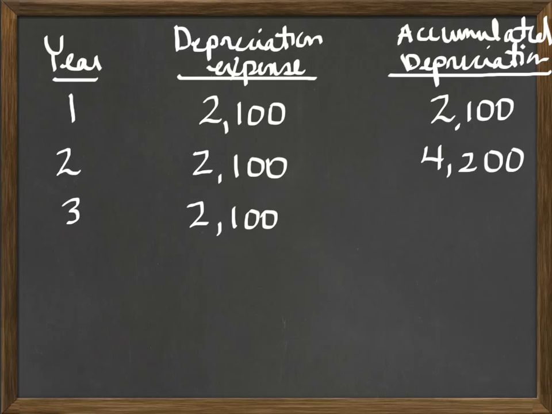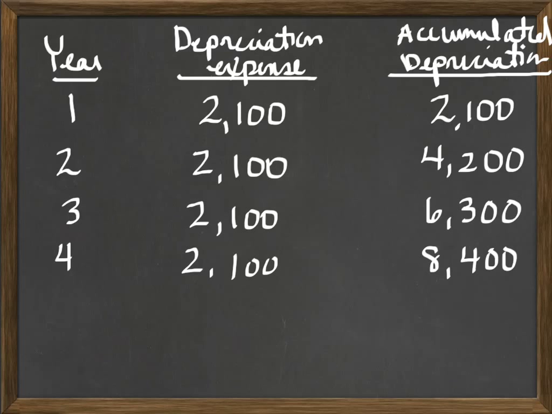Year 3, again, straight line, it would be $2,100 and bring our accumulated depreciation to $6,300. Year 4, you guessed it, $2,100, straight line, same every full year. And then $8,400 would be our accumulated. And finally, in year 5, we would have $2,100 in expense, and we'd have $10,500 at the end of the asset's life. That's our total accumulated depreciation.